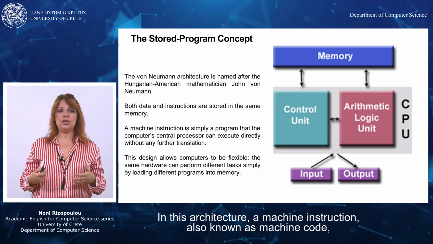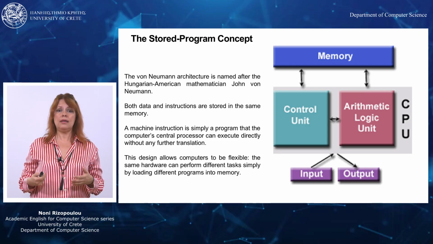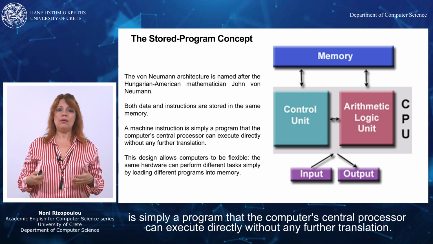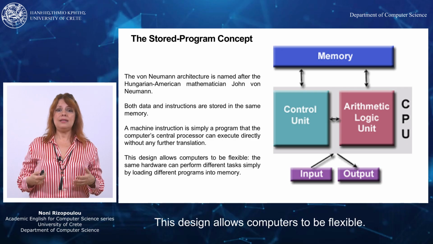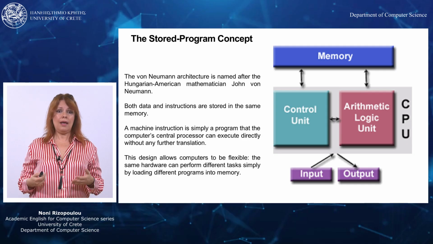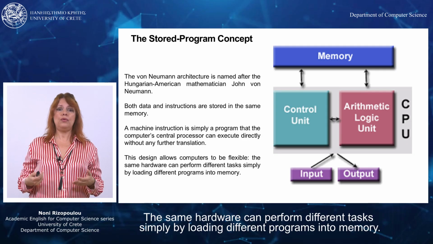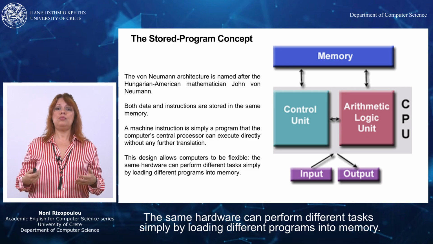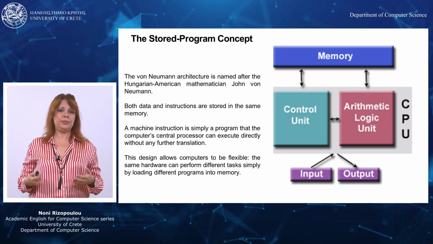In this architecture, a machine instruction, also known as machine code, is simply a program that the computer's central processor can execute directly without any further translation. This design allows computers to be flexible. The same hardware can perform different tasks simply by loading different programs into memory.